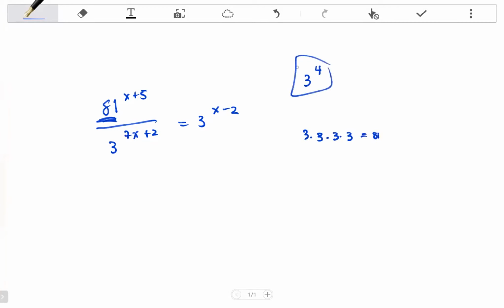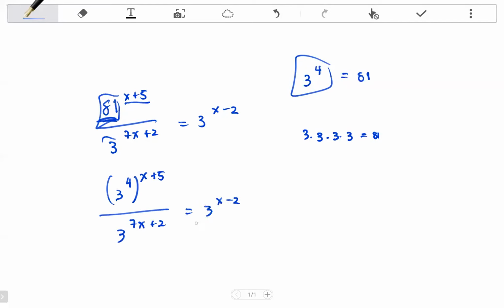So knowing that 81 is the same thing as this, we can rewrite this. So everything is base 3. So 3 to the 4th, and we're left with the x plus 5 here, right? Same thing as 81. We're left with the x plus 5 here. And let's leave the other bases of 3 the same. So now that we have all the bases of 3, it's much easier to work with and simplify.